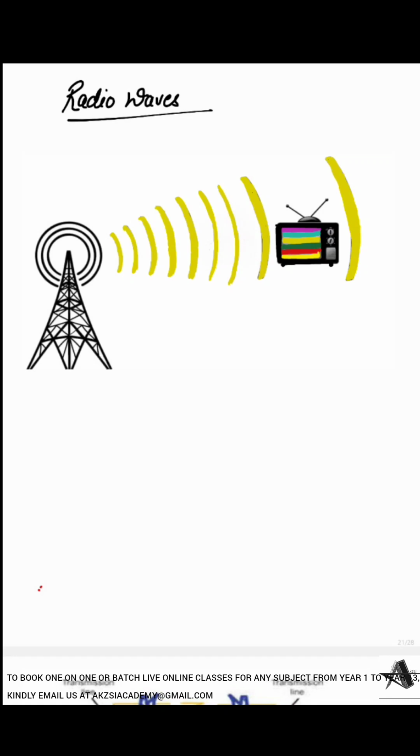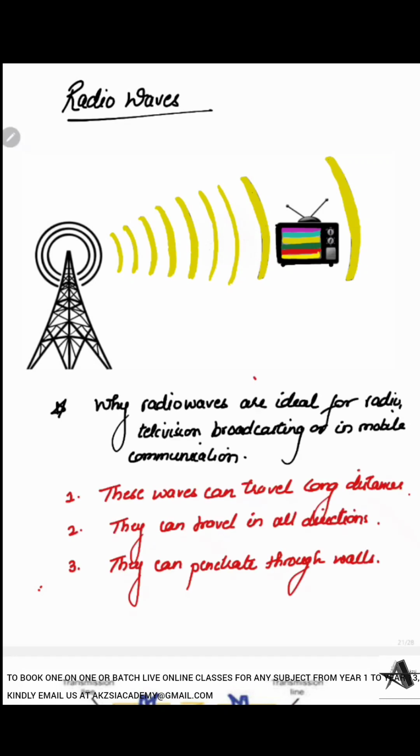So I'm just writing down the answer. Here you can see, if in the exam they ask you why radio waves are ideal for radio, television, broadcasting, or mobile communication, it is because they possess three properties. They can travel a longer distance, they can penetrate through the walls, and they can travel in all the directions. For the exam point of view, you can write these 3 points.